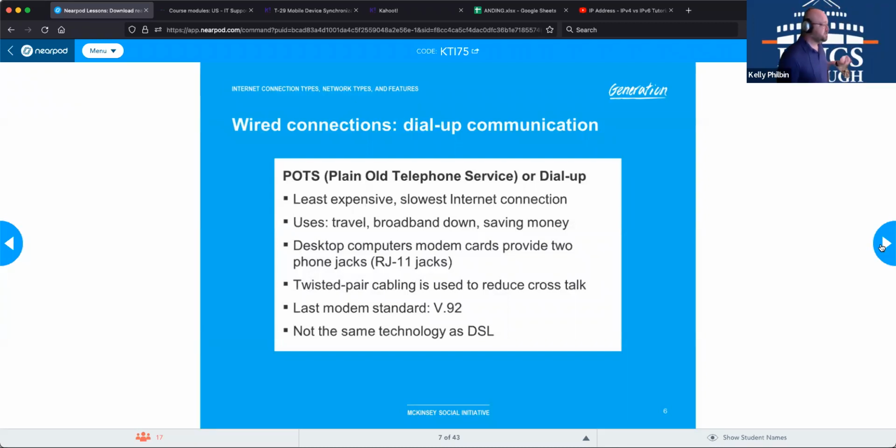How it connects utilizes the old RJ11 jacks. If you remember, those are these square connectors for the old school phone lines. It does utilize twisted pair cabling to reduce the crosstalk, but only up to 4 wires. Some of them only use 2. And it is not the same technology as DSL. That is a little different.